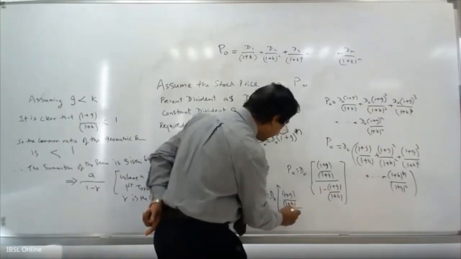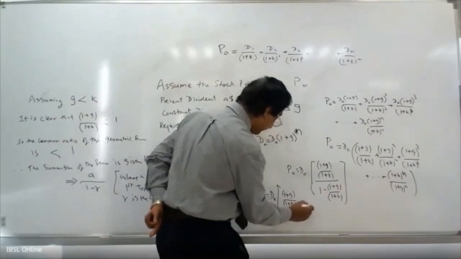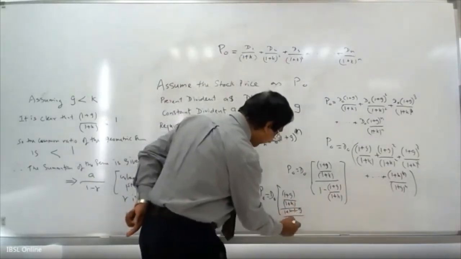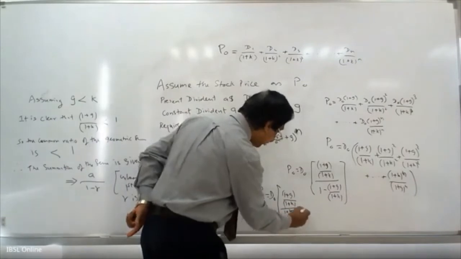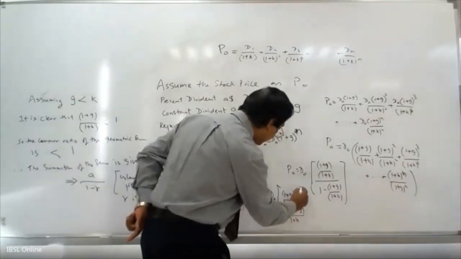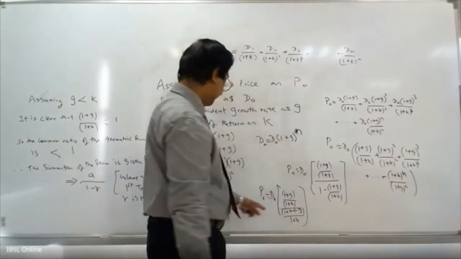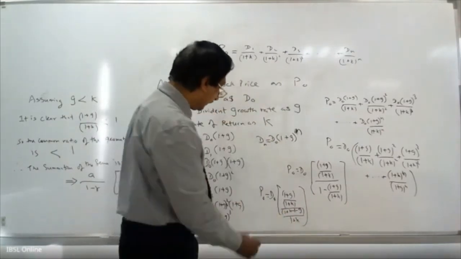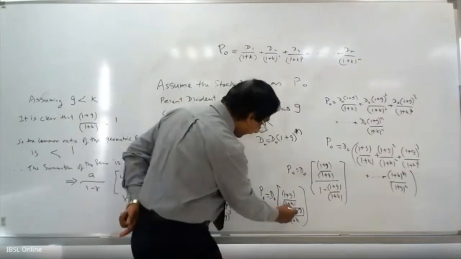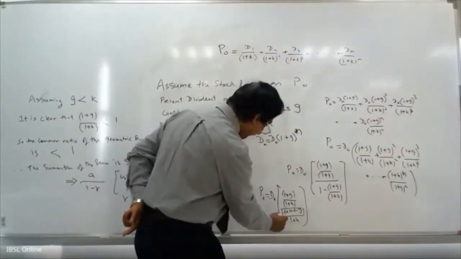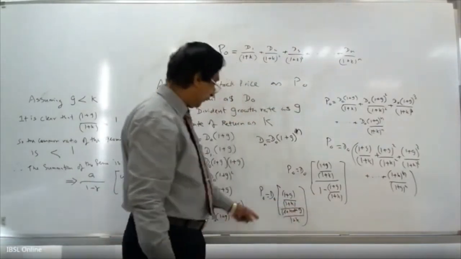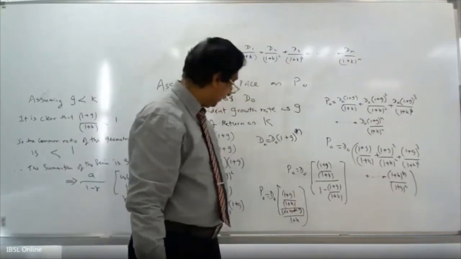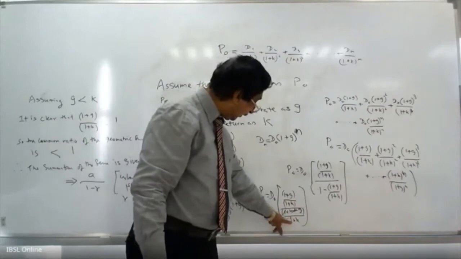Then minus 1 minus G, divided by 1 plus K. This is the next step. Now since this is the denominator, you can see 1 plus K minus 1 minus G. The 1 and minus 1 cancel off, and you retain K minus G here and 1 plus K as the denominator.